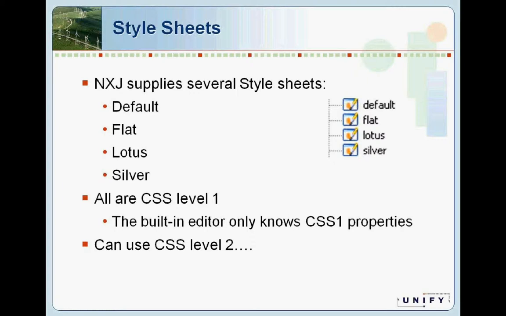NXJ supplies four by default. One's called default. Then a flat one, so not many colors. One, because of our Lotus migration abilities, matching some of the colors there. And then a silver theme. You can construct your own, and we'll talk about that in just a moment. Currently, NXJ 12 supports CSS level 1 descriptors, which means the editor only knows about CSS 1 properties. We'll get to why that's important in just a moment. You can use level 2, but there's a caveat as to how you edit them.